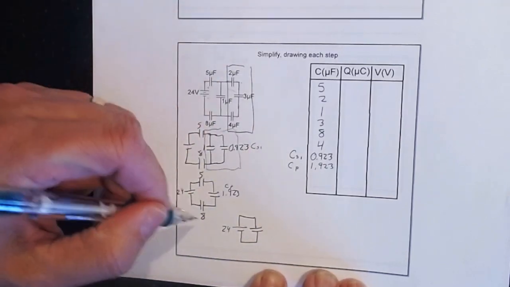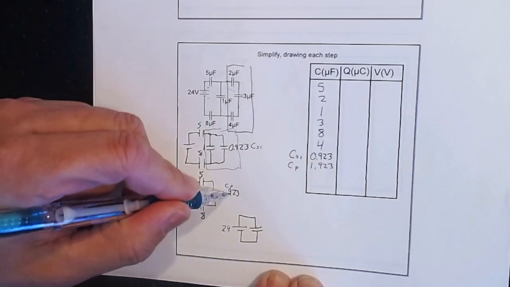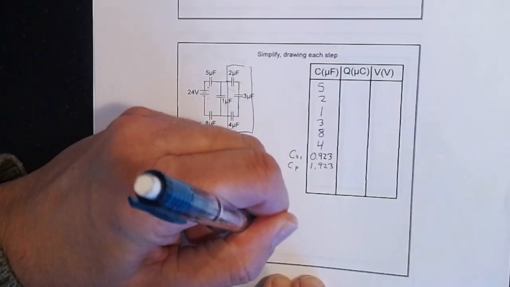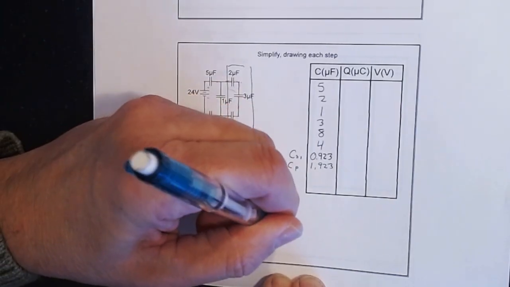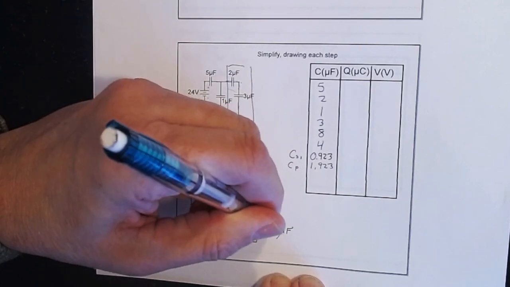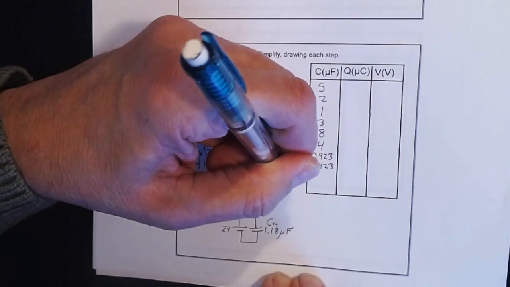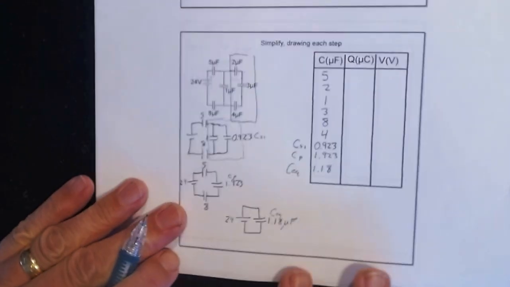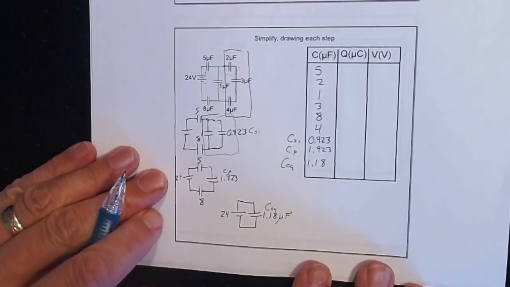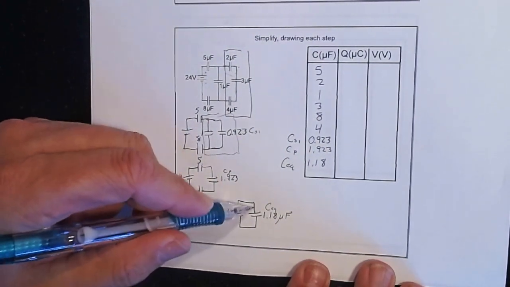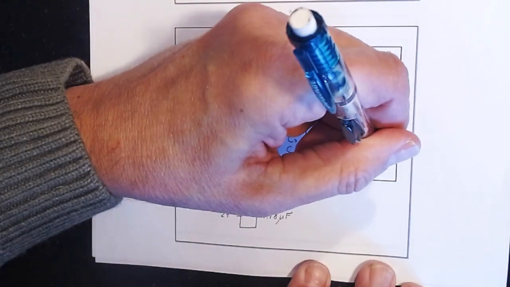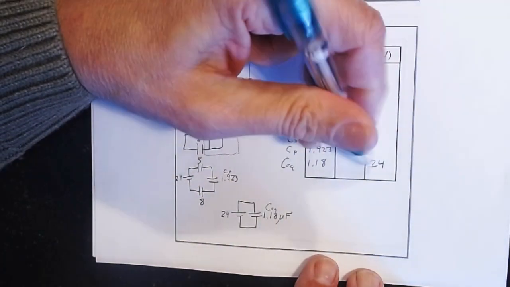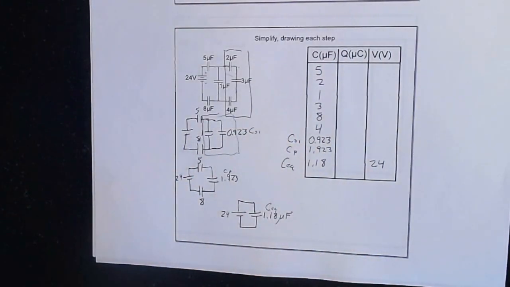So I end up with 24 volts, and this is nice, so we do 1 over 5 plus 1 over 1.923 plus 1 over 8 ends up being 1.18 microfarads. And that's my C equivalent, or I could call it C series 2. I'm just going to call it C equivalent. So now I've gotten this thing completely simplified. And you can see now that the 24 volts is across the 1.18 microfarad capacitor, that equivalent capacitor. Now we've got to kind of work backwards.